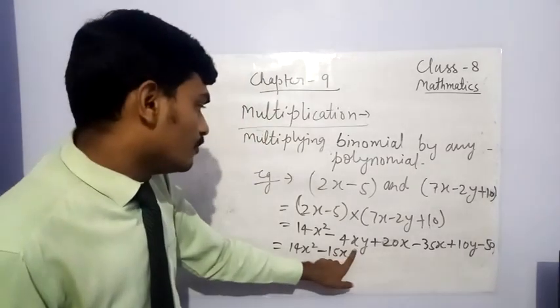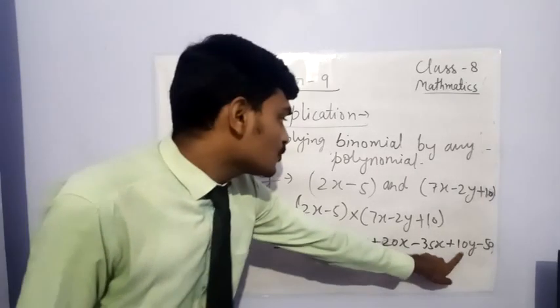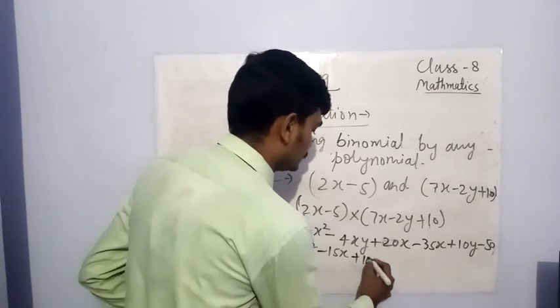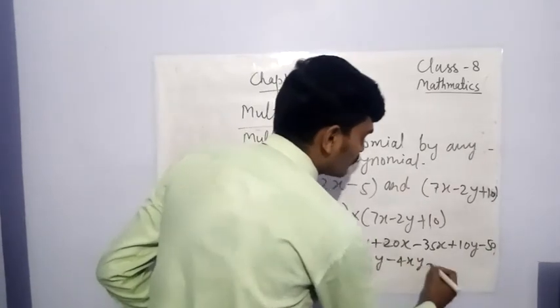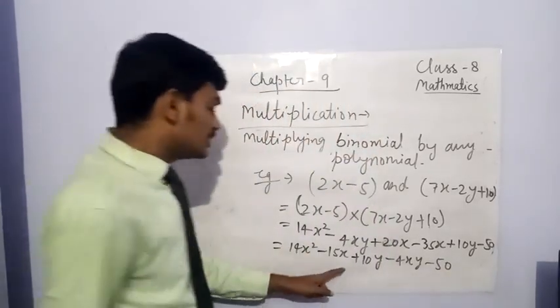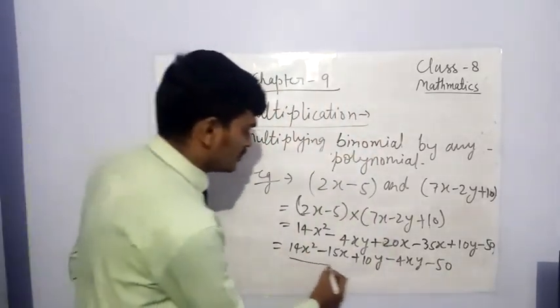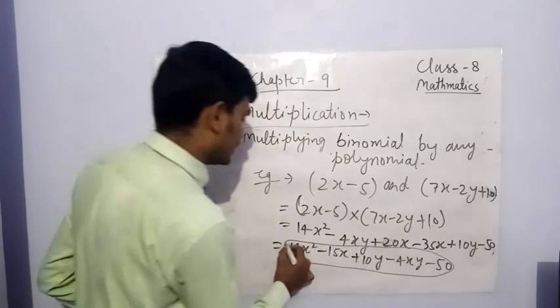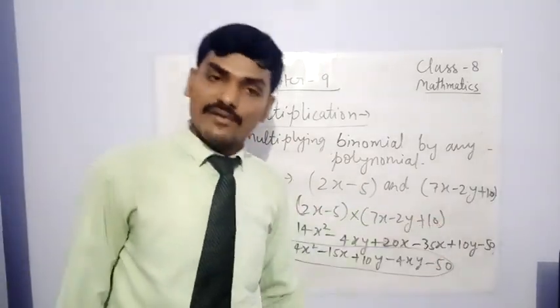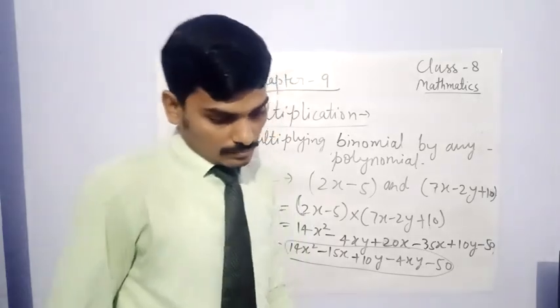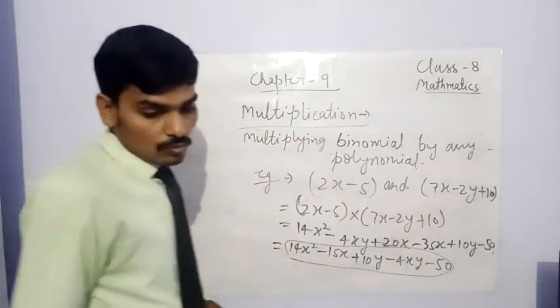Now this is plus 10y. Now this is minus 4xy, and after this minus 50. So this is the answer of the multiplication of this binomial by this polynomial. So this is the rule.